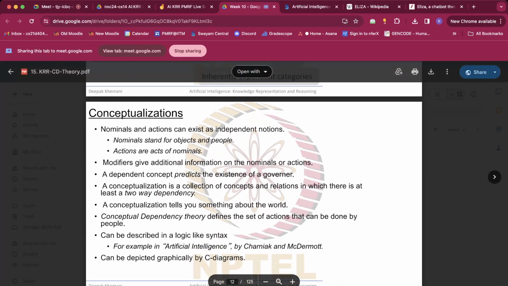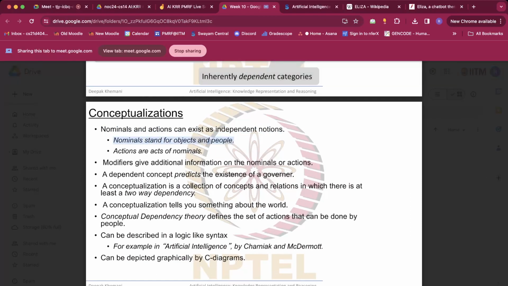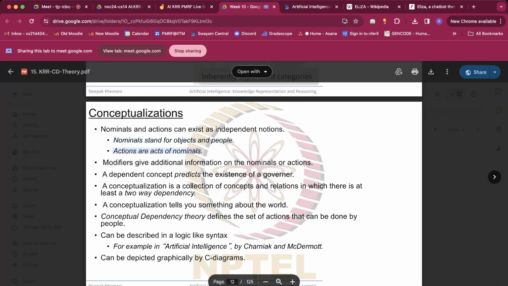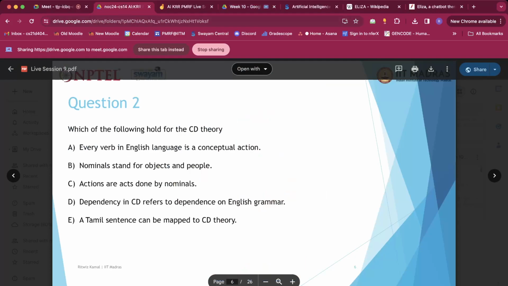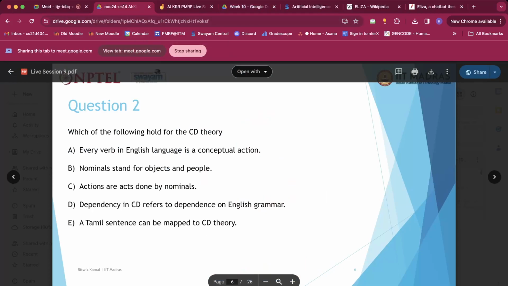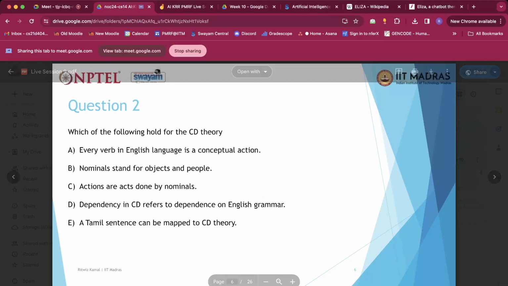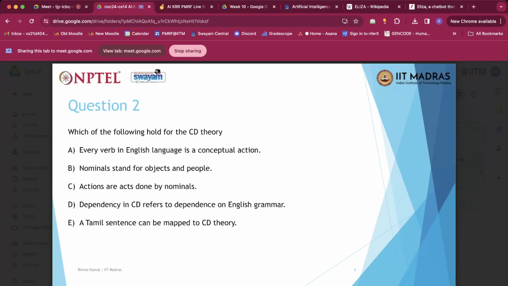Yeah, there we go. So nominals and actions can exist as independent notions, and nominals stand for objects and people, whereas actions are acts of nominals. Okay, so based on this particular lecture slide alone, we can say that nominal stands for objects and people is a correct option, and so is actions are acts done by nominals. What about option D? Dependency in CD refers to dependence on English grammar.